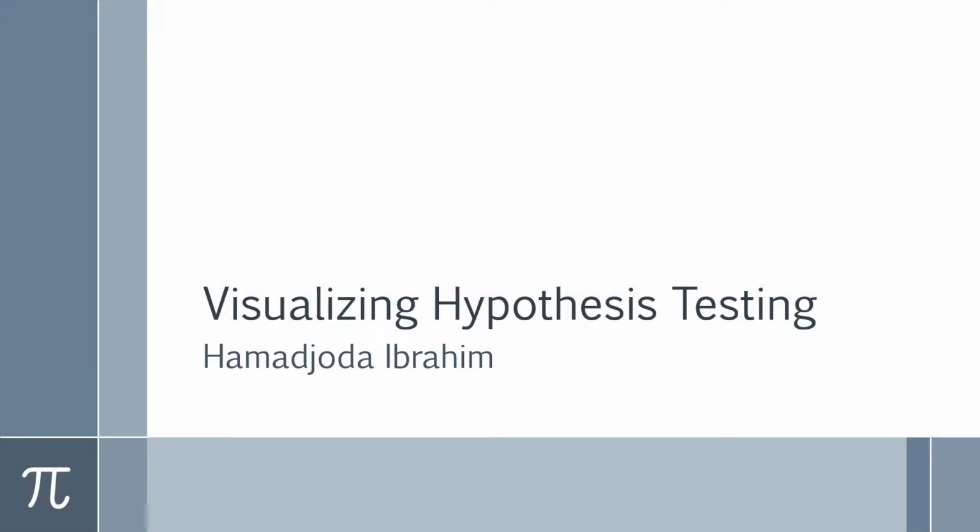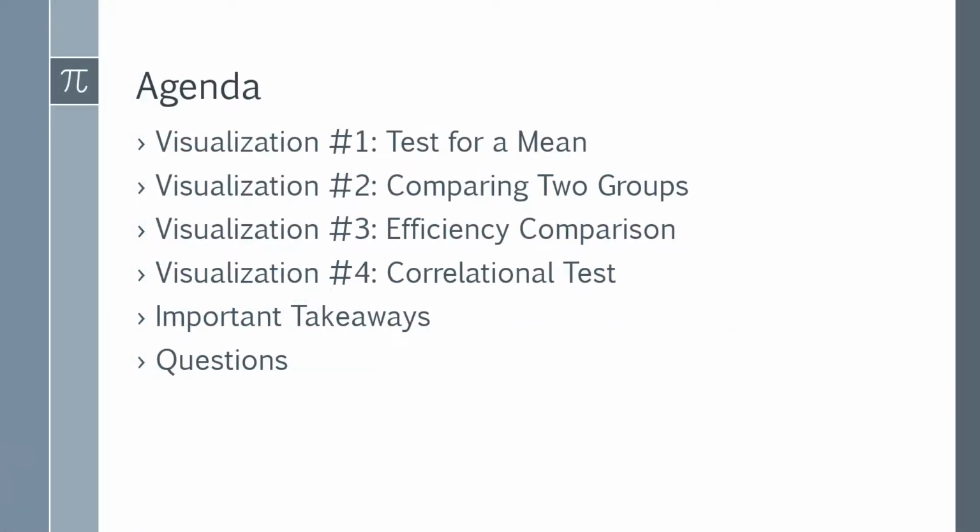So, hello everyone. This video will be for the visualization of hypothesis testing. What we're going to do in the presentation: first of all, we're going to make visualization number one, which is the test for a mean. Then visualization number two, which is comparing two groups. Then we've got visualization number three, which is the efficiency comparison.